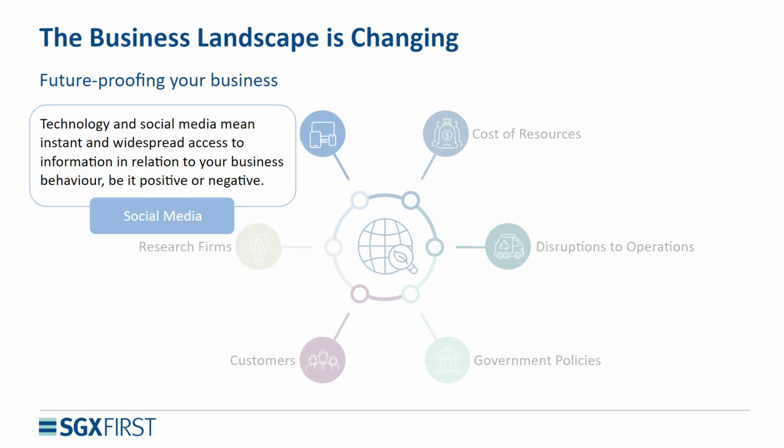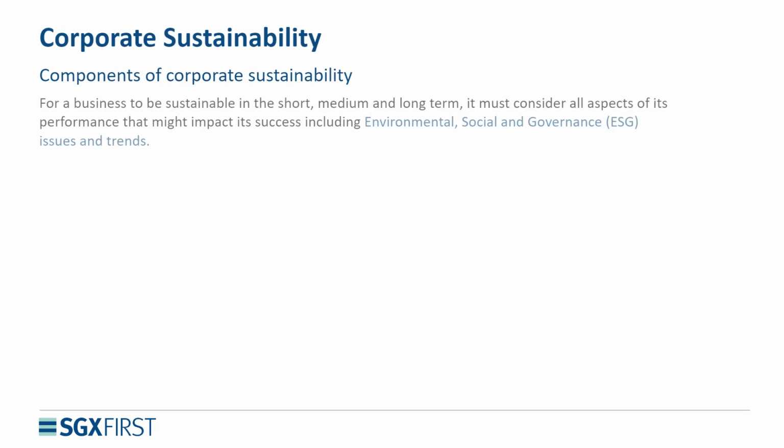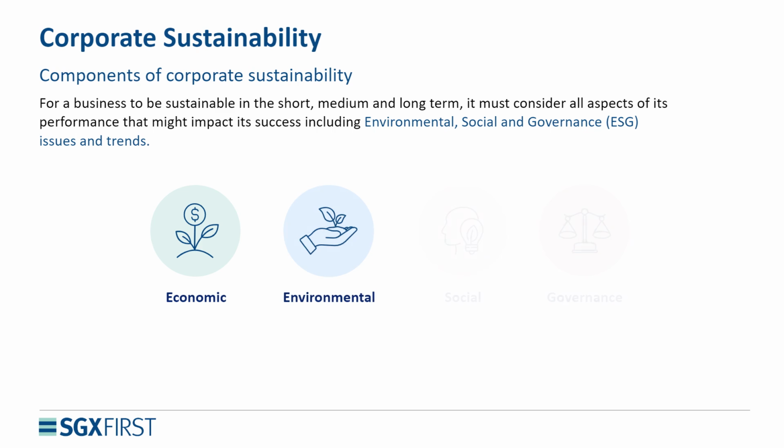Technology and social media mean instant and widespread access to information in relation to your business behavior, be it positive or negative. For a business to be sustainable in the short, medium, and long term, it must consider all aspects of its performance that might impact its success. Environmental, social, and governance (ESG) issues and trends can pose risks to a business as well as give rise to opportunities for its growth. Therefore, managing these risks and opportunities is important for ensuring the continued success and economic sustainability of the business.